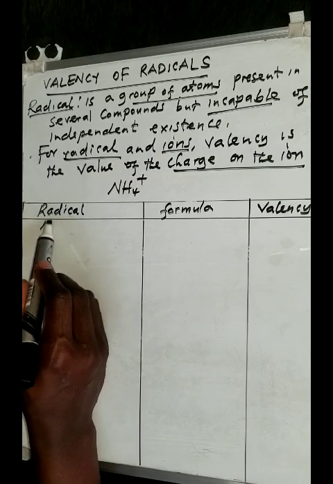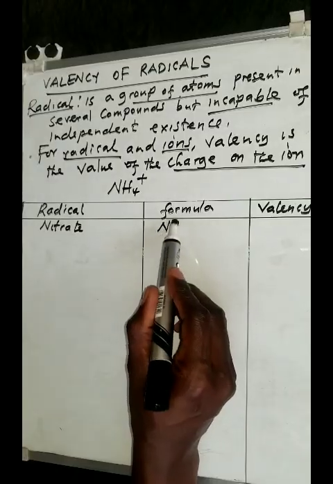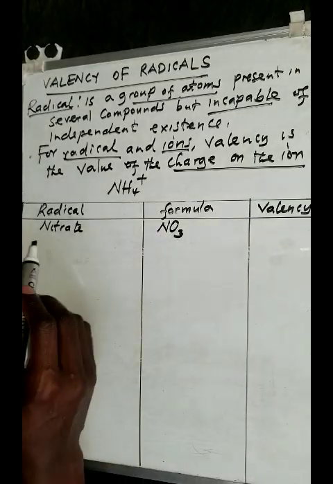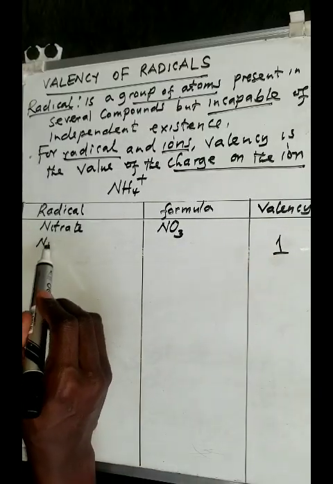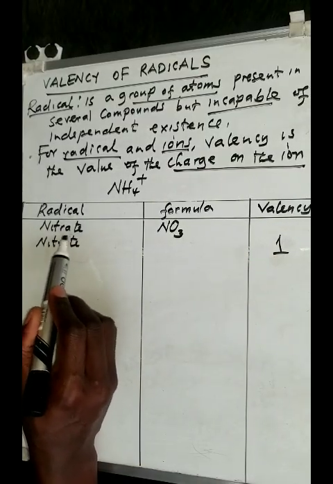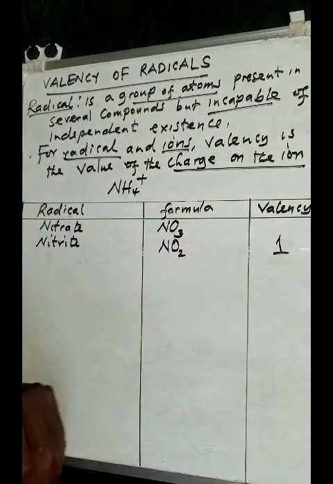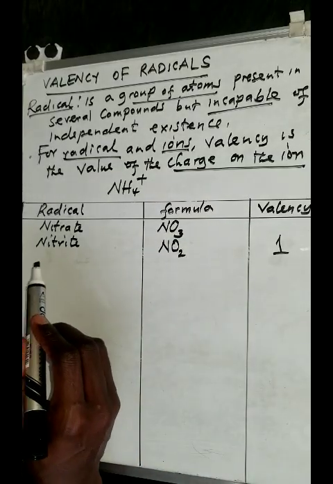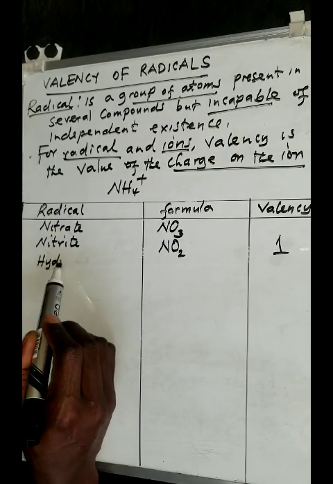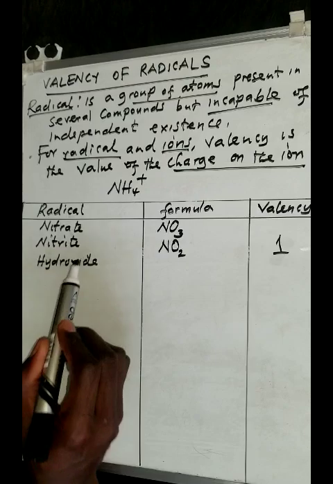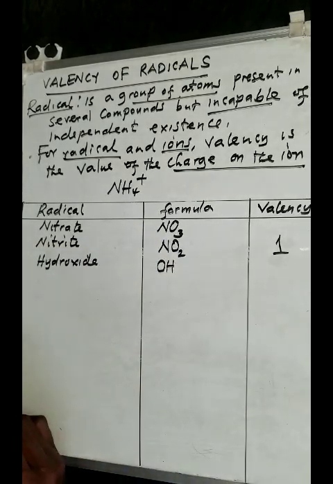One, we can talk about nitrate with the formula NO3. In this case, all these have a valence of 1 that I'm writing. You can also have nitrite, in this case capital N, capital O, and a 2. That's what you need to remember. You can also talk about hydroxide, that's capital O and capital H. They have a valence of 1.